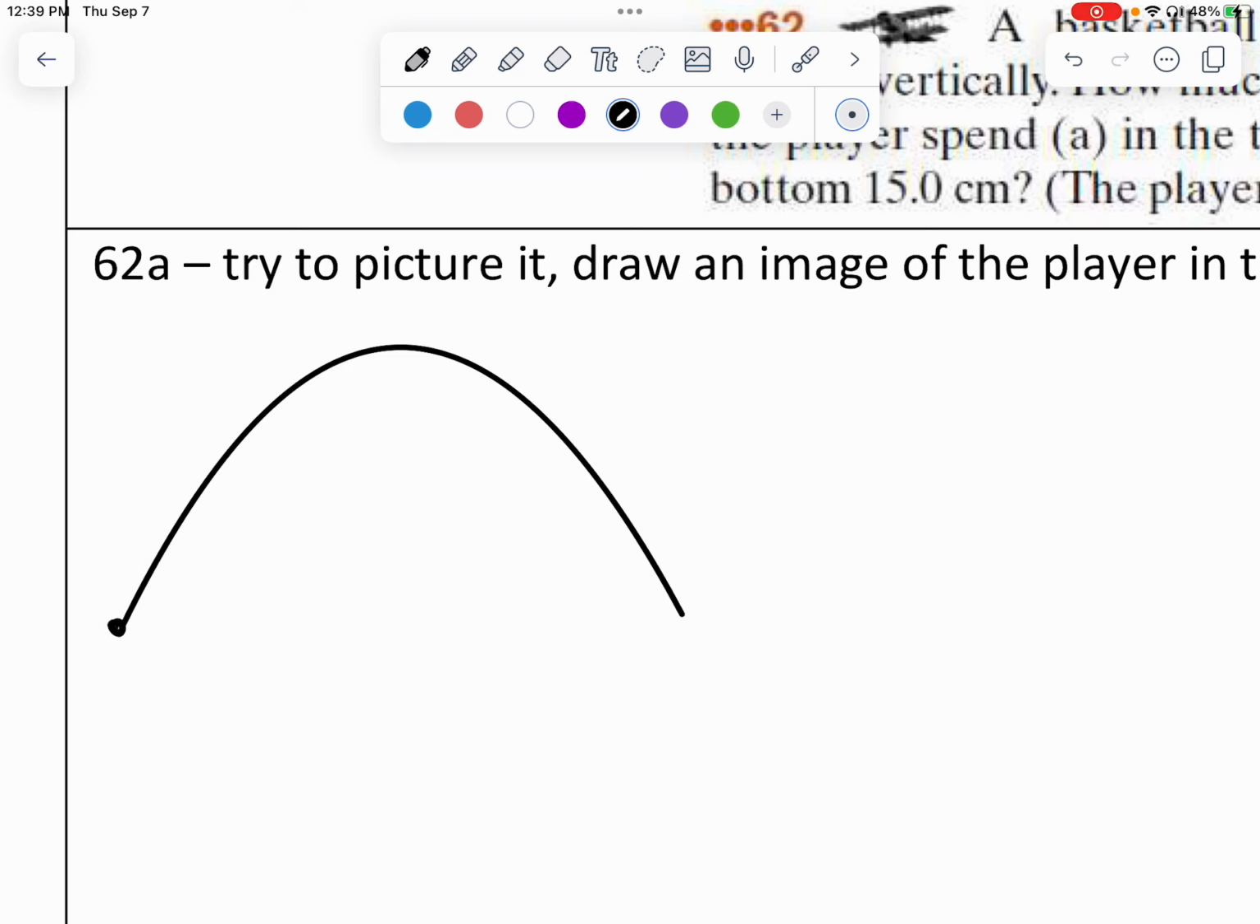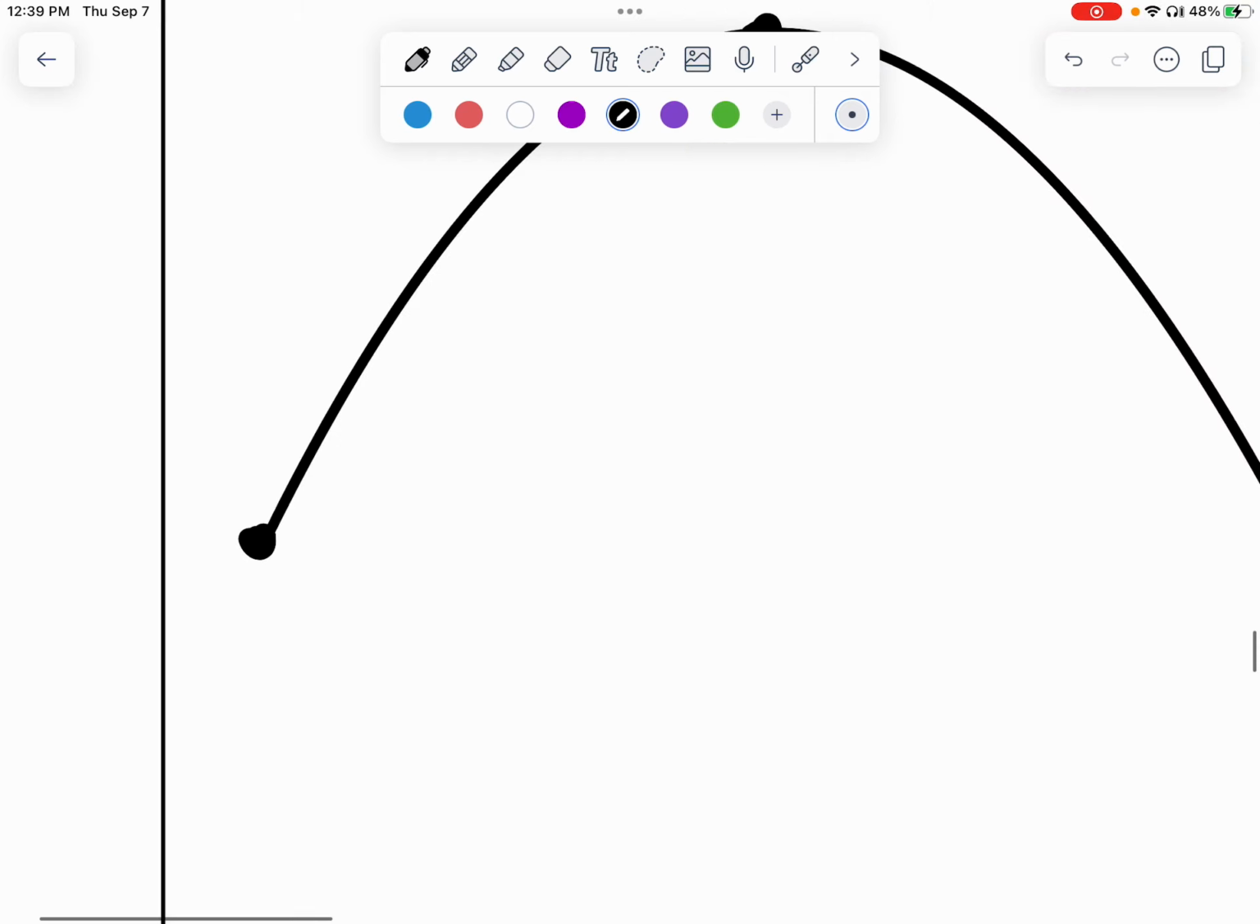This is the start of his jump. This is the top of his jump. This is the bottom of his jump. I know here that y is 0. I know that t is 0.